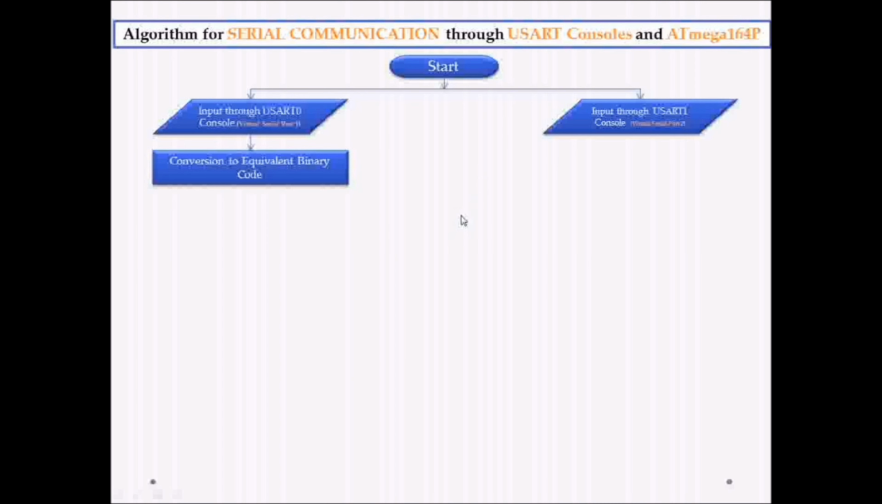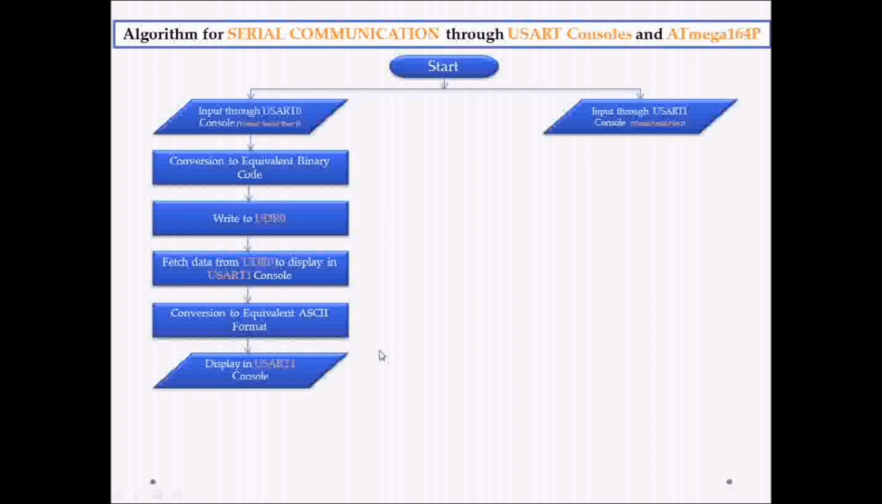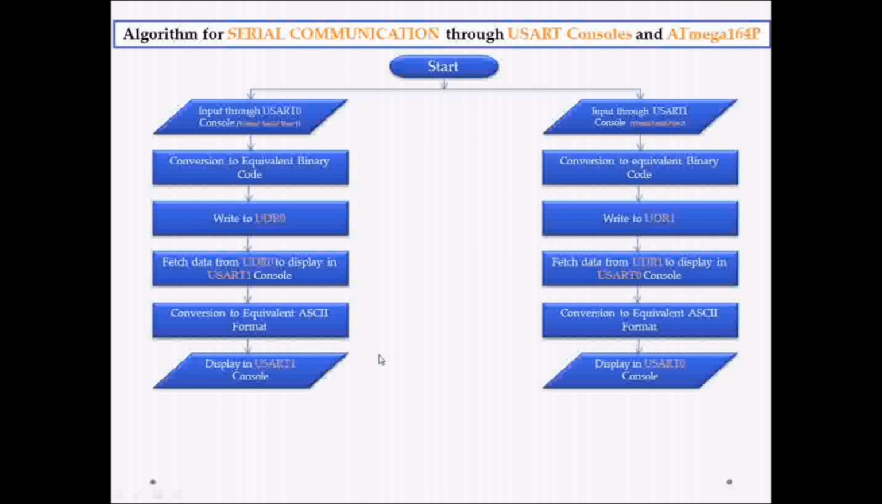So when we give input through one console, say the USART 0 console, that input will be converted into equivalent binary code. After conversion it will be written to USART data register 0. This UDR 0 is present in the microcontroller. Now this data in UDR 0 will be fetched and displayed in the USART 1 console. Before displaying, the stored value will be converted back to ASCII format, after which it will be displayed. Similarly, if we give input through the USART 1 console, it will be displayed in the USART 0 console.